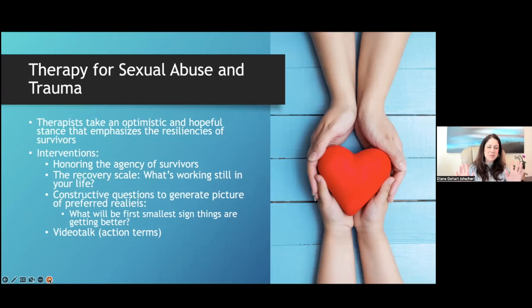So, using very constructive questions, what are going to be the first smallest signs that things are starting to get better for you? Again, using video talk around what the symptoms are that are problematic, and how are you thinking about this? And then also when things are going well, how did they go well? And you get a really clear video description of that and everything that was going on when the solution happened. So again, it's a very strength oriented resiliency approach to working with sexual abuse and trauma.